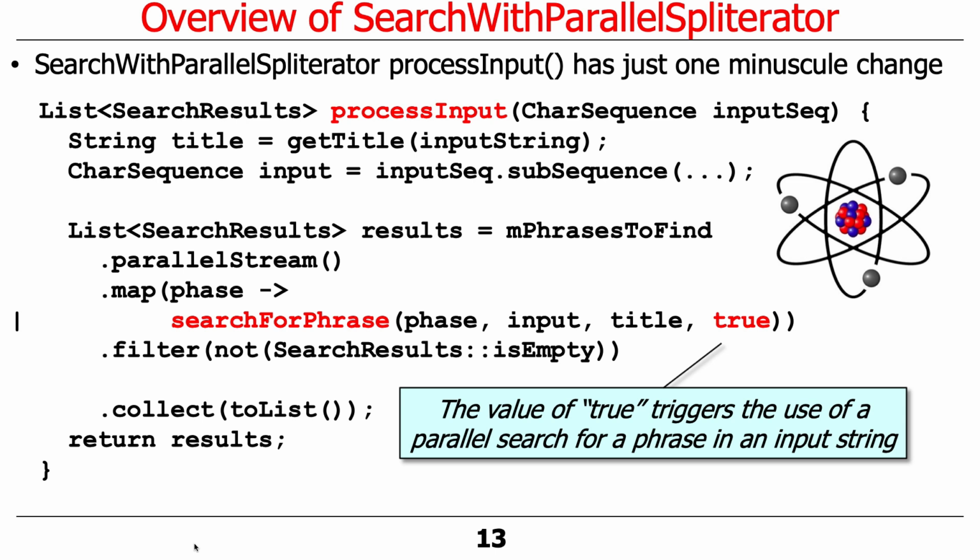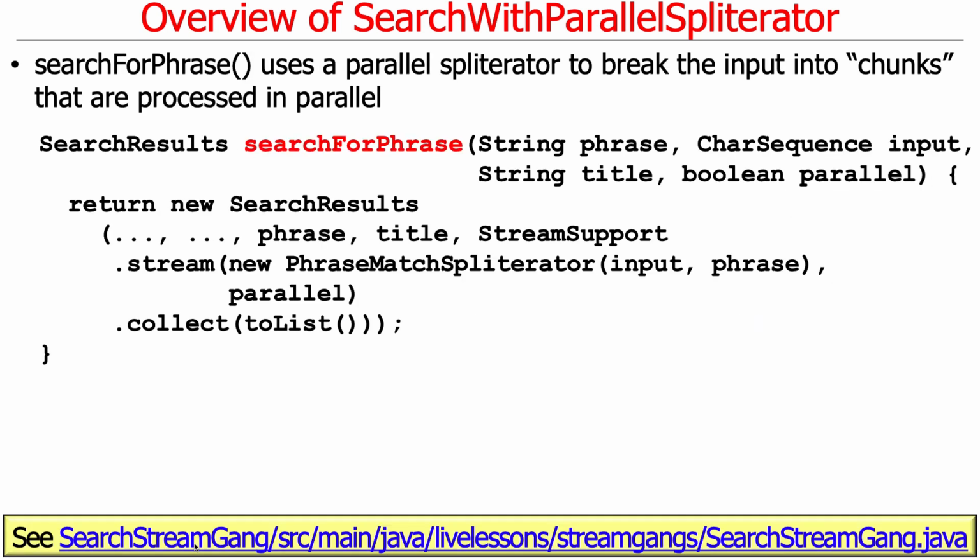As with the parallel streams version, where there was just one little change from the sequential streams version, we changed stream to parallelStream every place we had a factory method. This has one other minuscule change too. Whenever we call the searchForPhrase method, we pass in true. And that triggers the use of parallel searching for a phrase in an input string instead of sequential searching. In other words, the input string itself will be broken up into chunks and searched in parallel. And so what we're going to do in this lesson is look at how all that works.